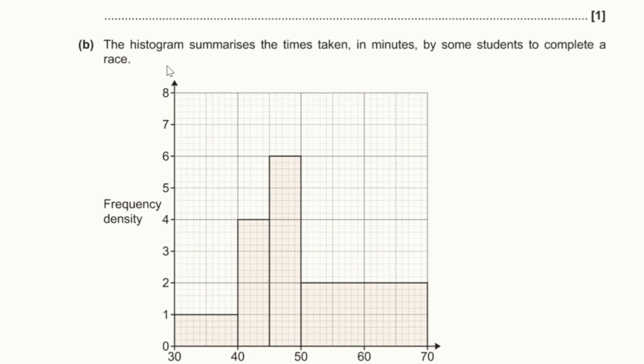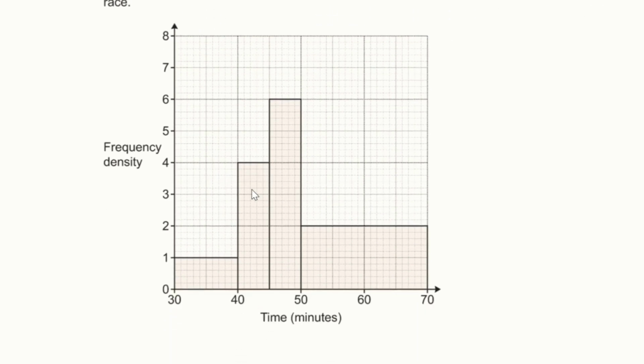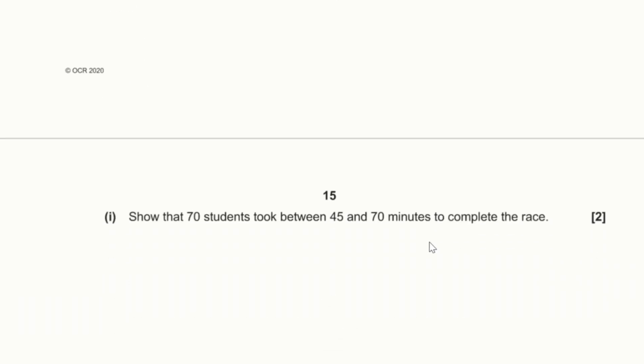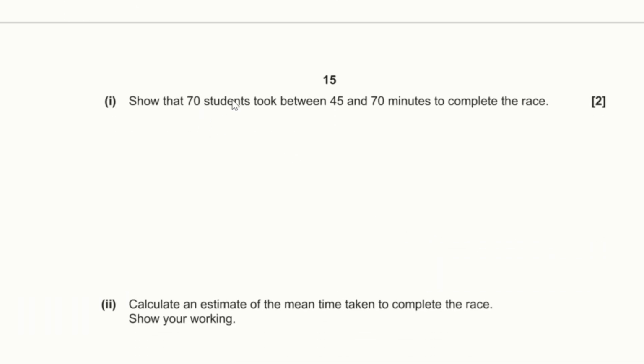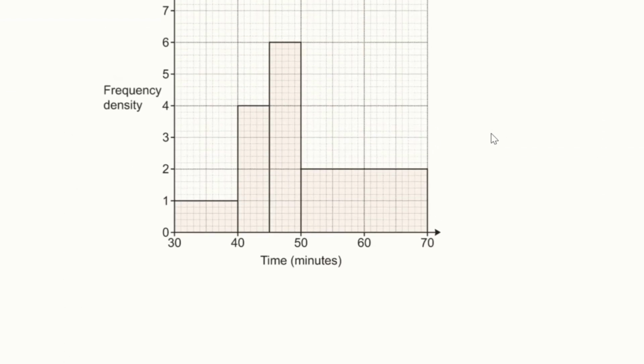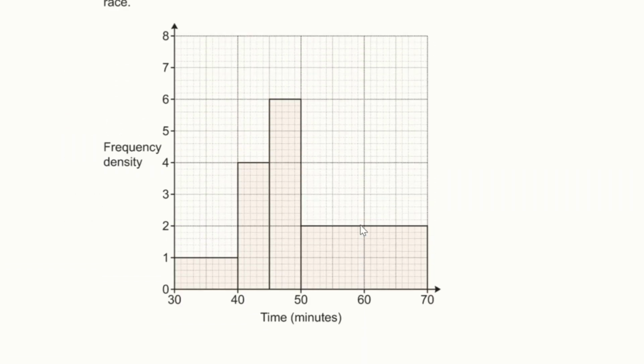Now for part B, the histogram summarizes the times taken in minutes by some students to complete a race. That's what we see here. We have to show that 70 students took between 45 and 70 minutes to complete the race. So between 45 and 70, the area here, we have 5 multiplied by 6, which is 30. Here we've got 20 multiplied by 2, which is 40.